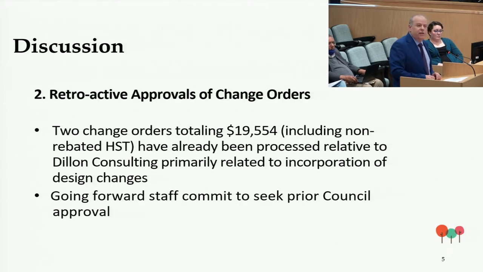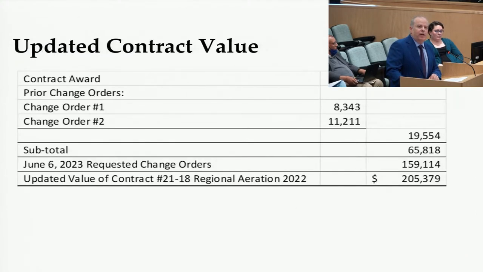We're also here this evening to disclose to you that there were two change orders that cumulatively came in at $19,554 that have already been processed relative to Dillon Consulting that are beyond what was in staff's purview to approve. So we're seeking retroactive approval of those. We're making a commitment to you that going forward, staff will seek prior council approval. So this is a summary of where we are with Dillon.